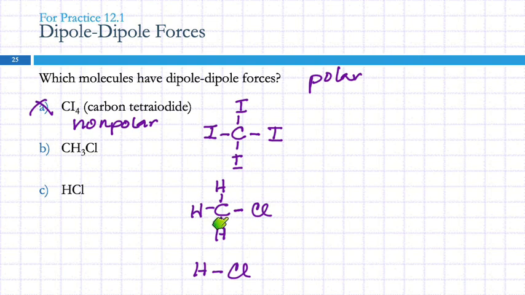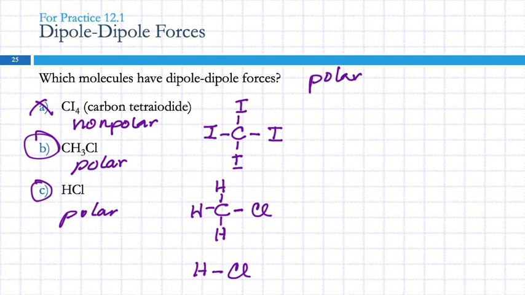How about this one? Again, we have carbon with 4 bonds. There's going to be no lone pairs there. But now we have chlorine here and 3 hydrogens. So is this polar? This is polar because chlorine's different than the hydrogens. So this one's polar, so that one's going to have dipole-dipole forces. How about HCl? Polar or nonpolar? That one's also polar.